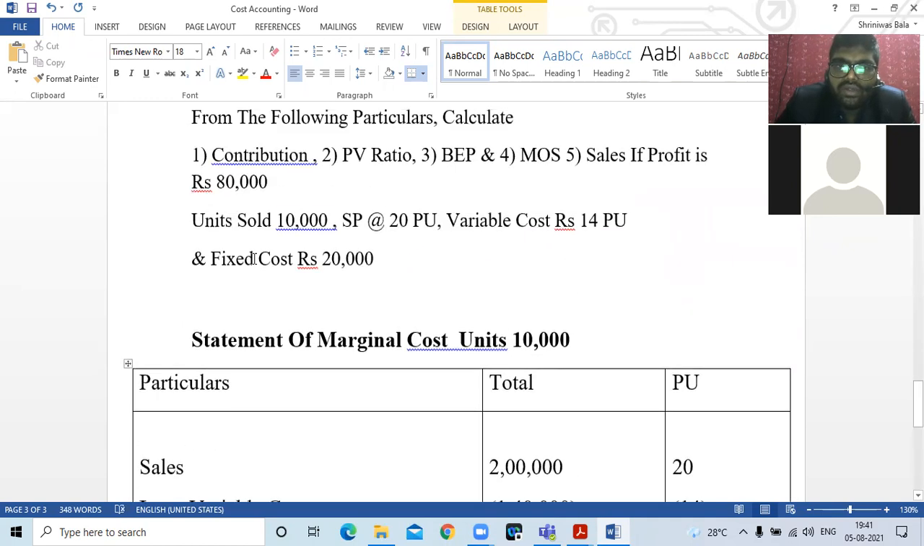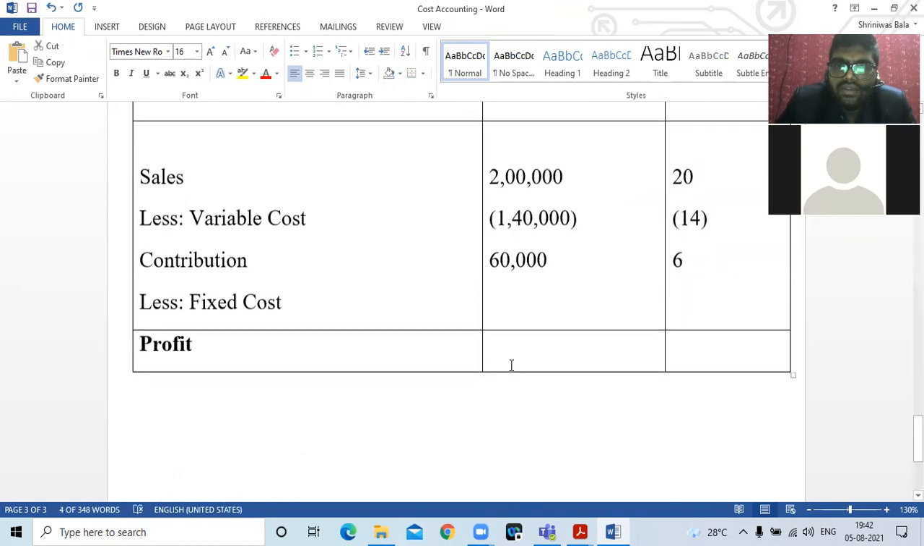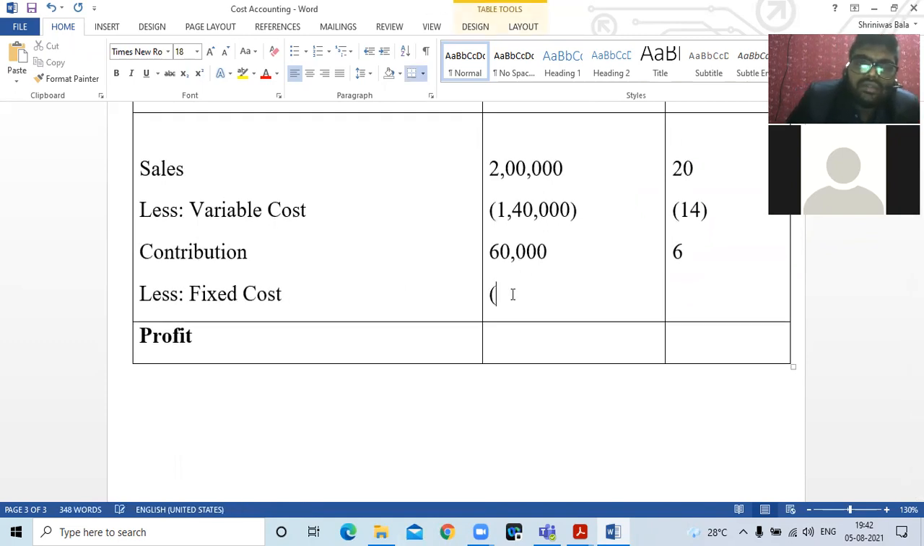And what is my fixed cost? Fixed cost is 20,000. So here I will be writing 20,000 as your fixed cost. So what is your profit? Your profit will be 40,000. I hope everyone is clear with your statement. Once the statement is done, you can easily solve your sum, comfortably. Okay, chalo.